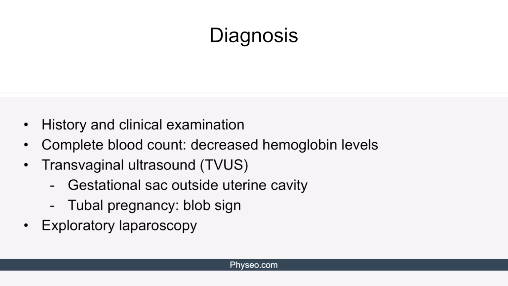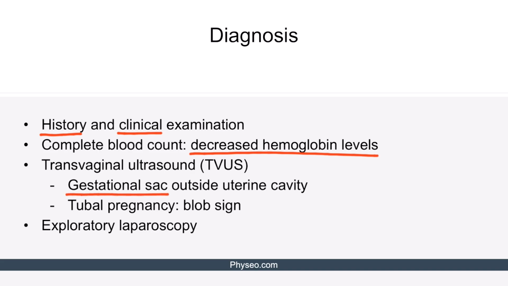The diagnosis can be made by a history and clinical examination. A female with a history of amenorrhea, abdominal pain, and vaginal bleeding is a classic scenario. A complete blood count may show decreased hemoglobin levels due to blood loss. And transvaginal ultrasound is the standard imaging test performed.